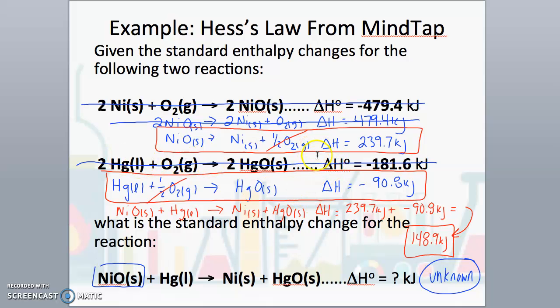I've got these 2 boxed in reactions, and I have 1/2 O2 on the reactant side here, the product side here. I can cancel those. I'm left with the unknown reaction. I can sum the delta H's and get the value.